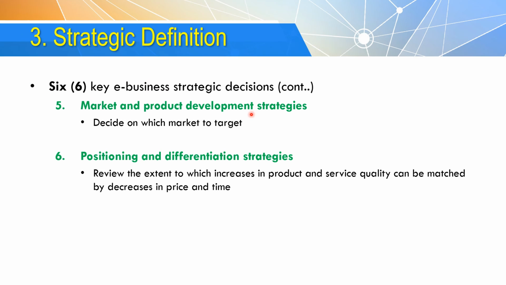And then the fifth strategy is market and product development strategies: decide which market to target. When we talk about e-businesses, it will be easier to target which market you want to approach, which customer segment you want to approach. So you have to develop your own strategy. You have to choose, based on your product, which customer segment you want to target, how to choose them, and what your plans or actions are to approach and reach your customer.